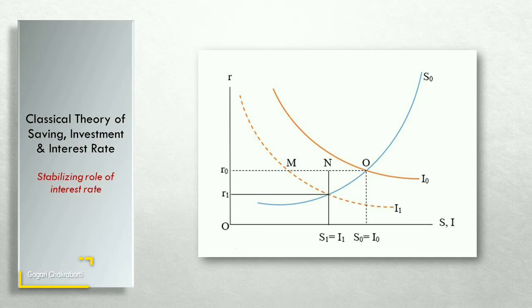So, because of the adjustment in the interest rate, the sum of the private sector demand, that is C plus I, would remain unaffected by the autonomous decline in the investment demand. In that way, the interest rate plays a very crucial stabilizing role in the classical model. Once again, the stabilizing role of the interest rate will be determined by the slopes of the saving and investment schedule, as well as it will depend on the shapes and positions of the two functions.